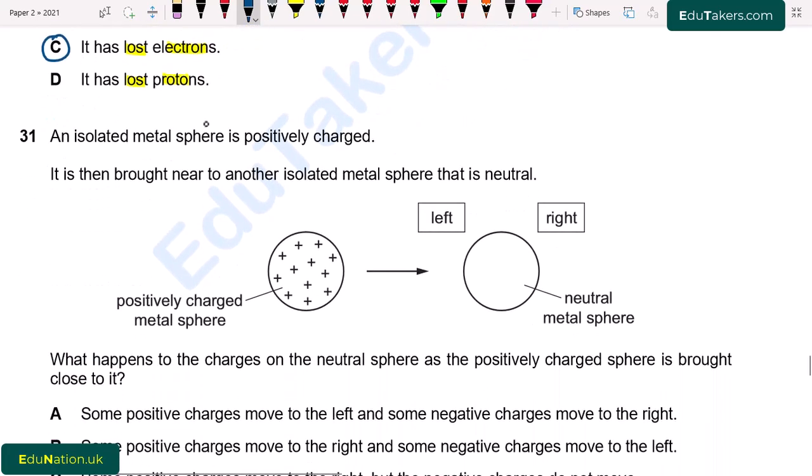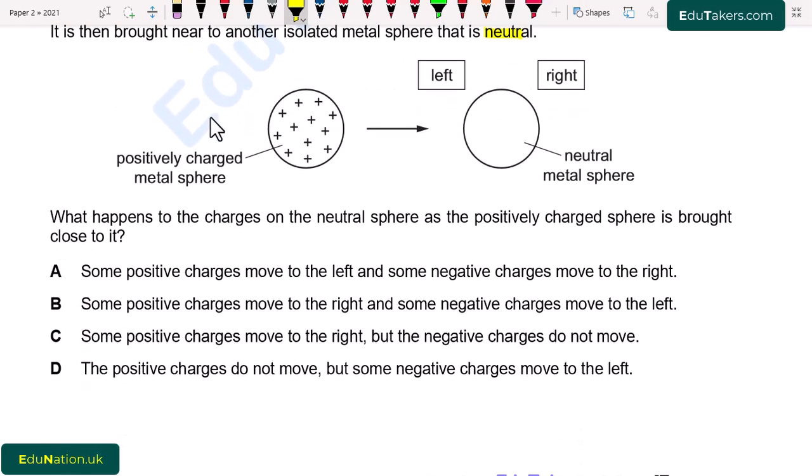Question number 31. An isolated metal sphere is positively charged. It is then brought near another isolated metal sphere that is neutral. First of all, we have two metal spheres. One is positively charged while the other is neutral. What happens to the charges on the neutral sphere as the positively charged sphere is brought close to it?